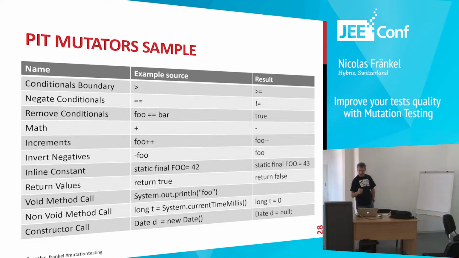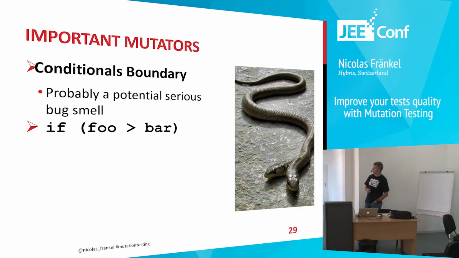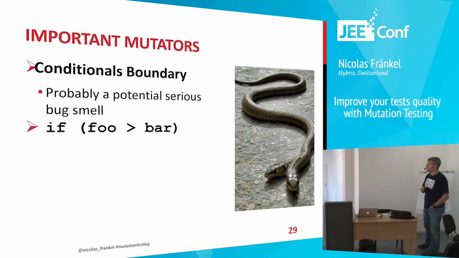So two mutators are very important in my opinion. The first is the conditional boundary. I can assure you, and I will demo it just afterwards, that when you forgot to test a boundary, you might have 100% test coverage, but there is a bug waiting to happen, that's for sure.